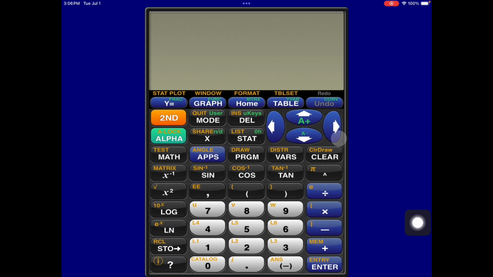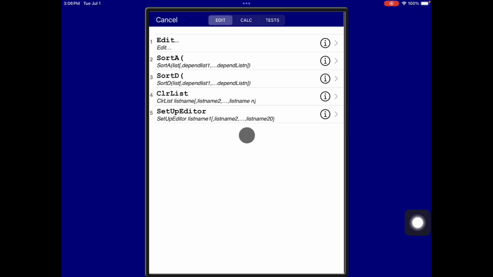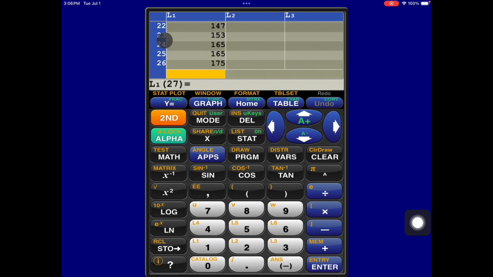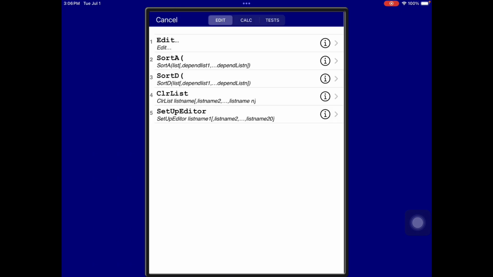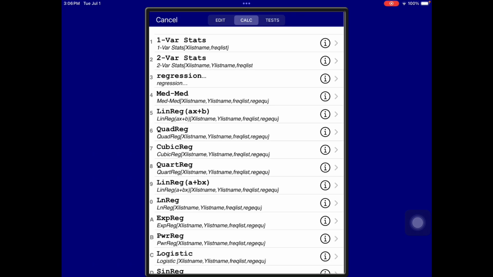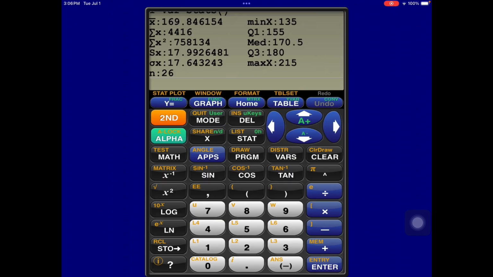The first thing to do on our graphing calculator is go to Stat, Edit, type in L1 all of those values, all of the numbers that are given to us, that raw data. Double check your numbers to make sure they're entered in correctly. Next, go to your Stat button again. This time scroll right to Calc, go to 1-Var Stats, select Enter, and from here you'll notice that you get your 5-number summary. So your min is 135, Q1 is 155, median is 170.5, Q3 is 180, and your max value is 215.